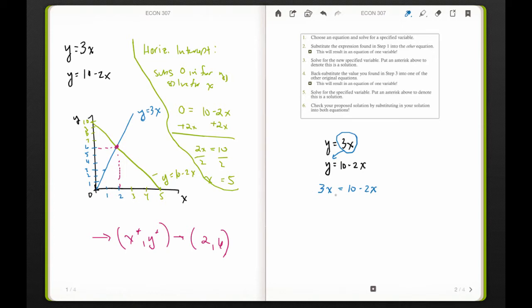So look at this. So now I have an equation where there's one variable. And I know that when that's the case, I can solve a number out of this. So let's do some algebra. We're going to solve for x. I'm going to add 2x on each side.